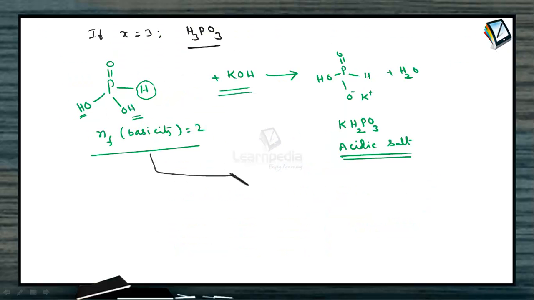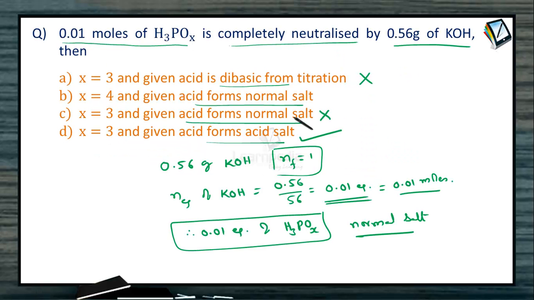Now if we add 2 moles of KOH, this particular acidic hydrogen and this particular hydrogen, which are responsible for acidic character, will be neutralized and we get a normal salt, K2HPO3. This hydrogen cannot be given in the form of H plus as it is directly attached to central atom phosphorus. This is normal salt. So if normal salt is to be formed, we require 2 moles of KOH. In other words, in the problem 0.02 moles could have been used, but we have only 0.01 moles. Therefore, this option C is wrong.